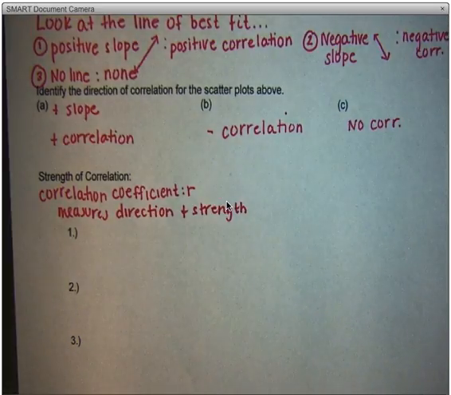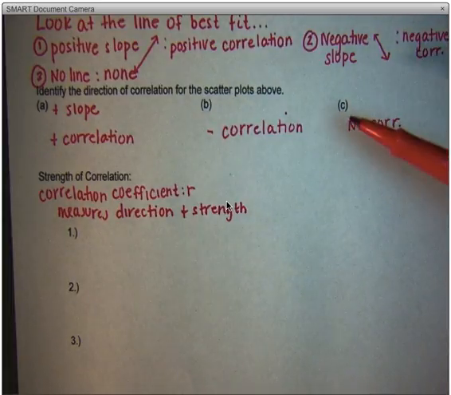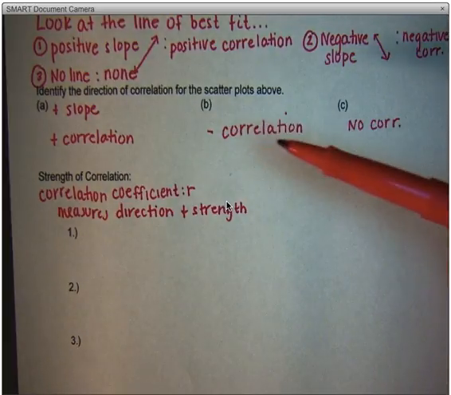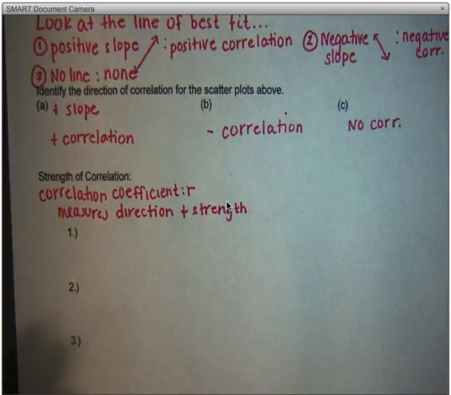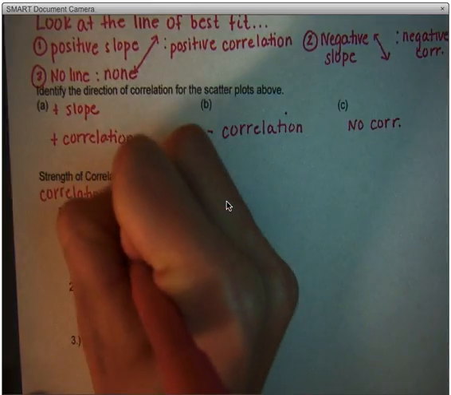Okay, so for instance, if we got R was a negative number, then the direction would tell us that it had a negative correlation. Same thing, if it was a positive number, direction would tell us it had a positive correlation. So there are 3 different types of correlations. The first one is high correlation.